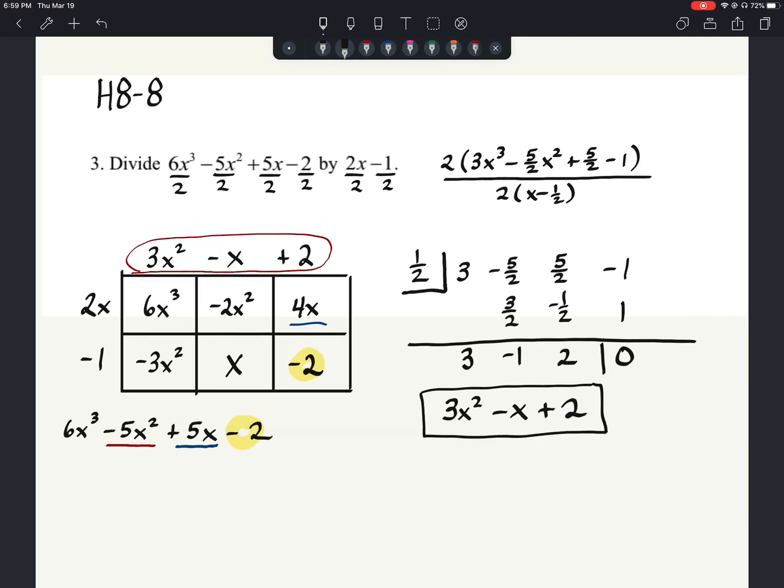All right, this is problem number 3 for worksheet H8-8. Hopefully we're understanding the synthetic division and we're still comfortable with doing it and the area models.